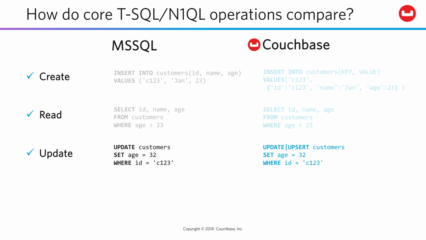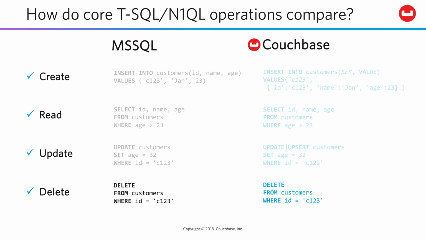Update operations are likewise similar, with the added flexibility of upsert operations. In NQL, an update will err if a record does not exist, while an upsert, for speed and efficiency reasons, because we're all about scale, performs either an insert or update as needed. Delete operations are syntactically virtually identical also. Filter for a document or documents from a bucket and delete them.